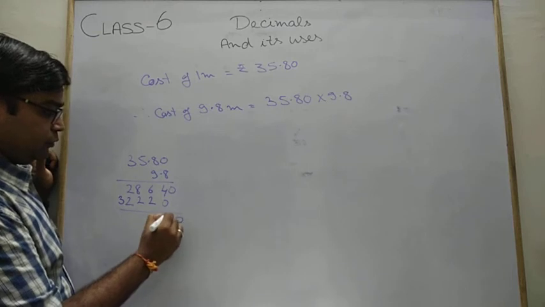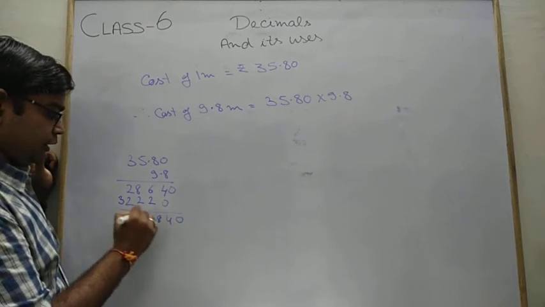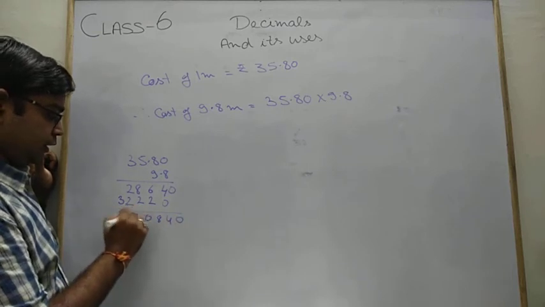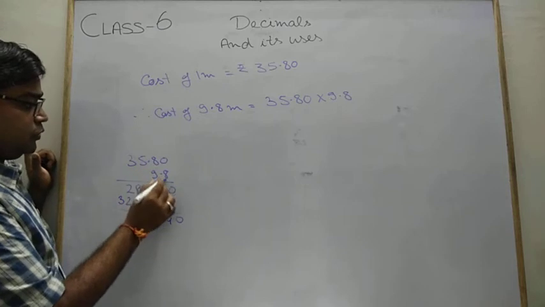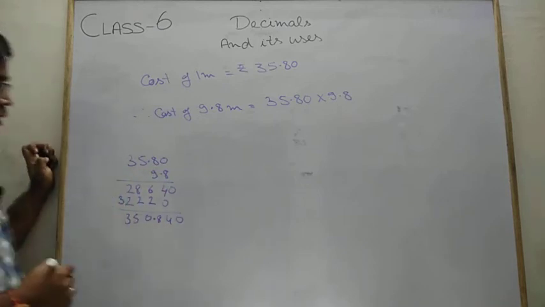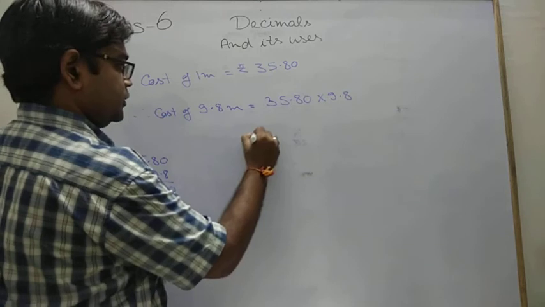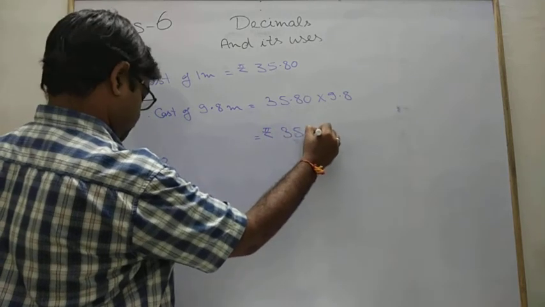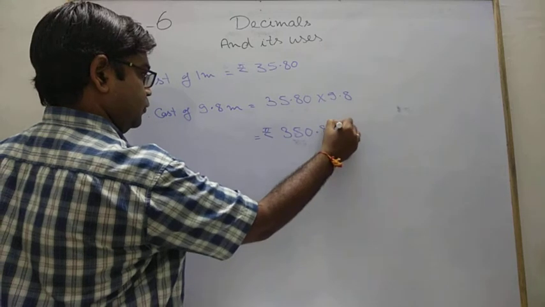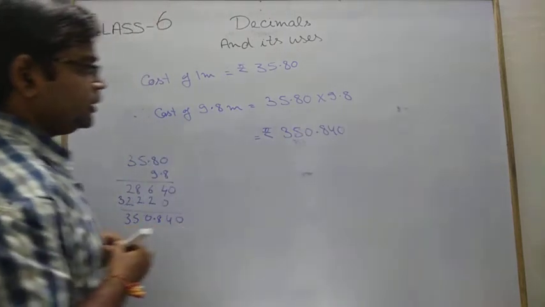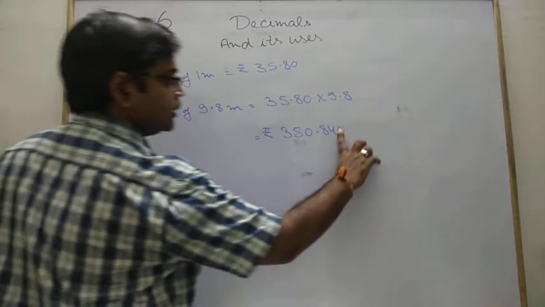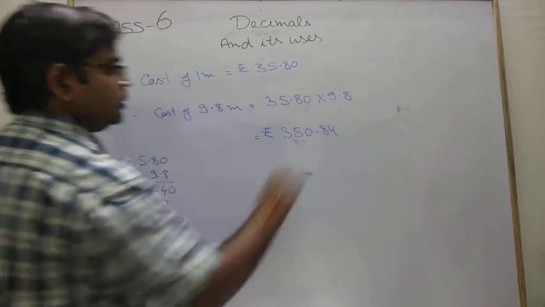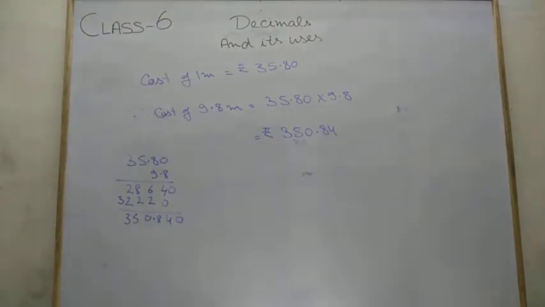What do we have? 0 4 8 10 5 3, and how many decimals? 1 2 3. It's rupees 350.840. Generally we do not use the third digit in rupees. So this is your answer.